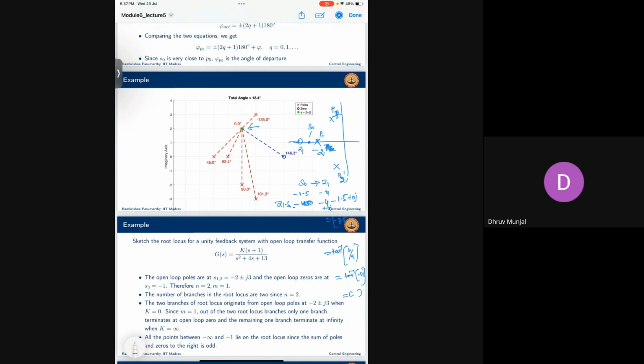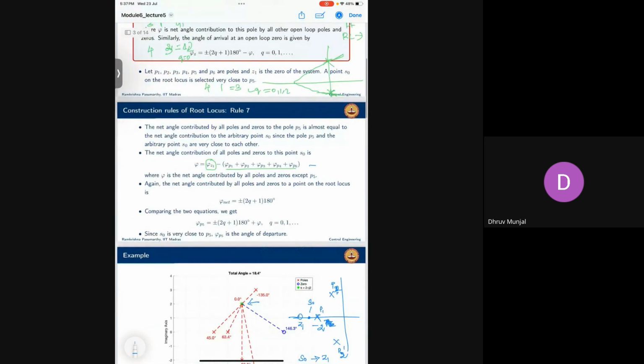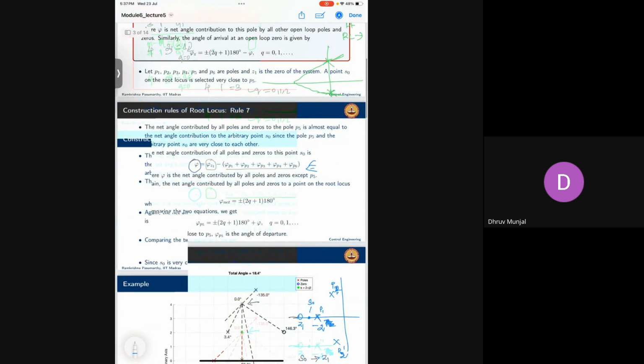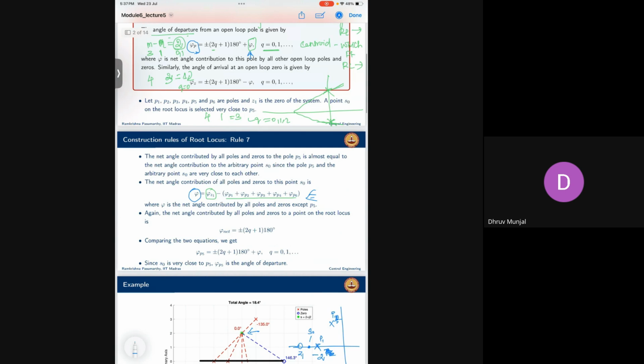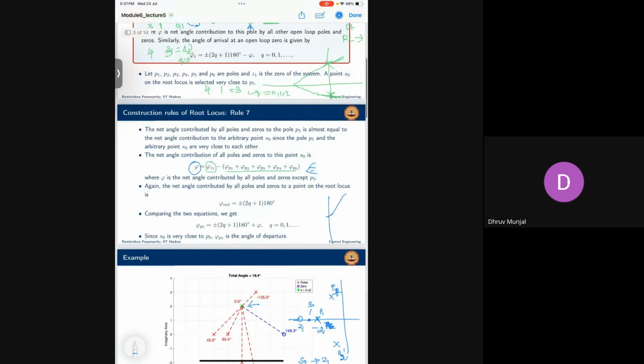Similarly, I will calculate for all the poles and all the zeros, and I will make a summation out of it. That's it. That will give you psi. That psi will be substituted here so that you will get the whole angle of departure, just to calculate at what angle I am going to depart from the imaginary axis. We are doing all these things.